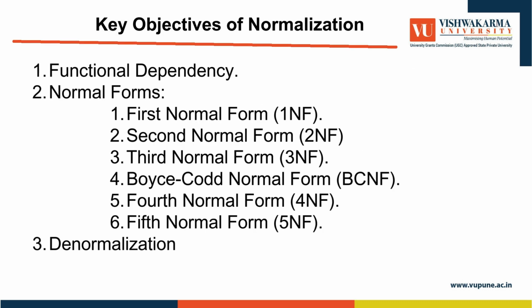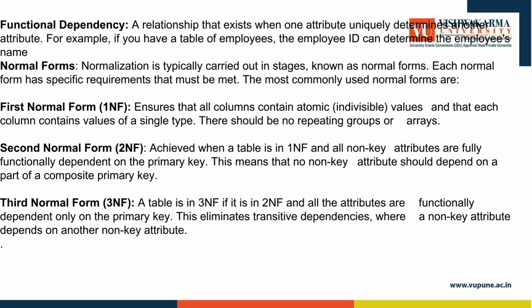Some other key concepts of normalization. First, functional dependency, a relationship that exists when one attribute uniquely determines another attribute. For example, if you have a table of employees, the employee ID can determine the employee's name. Normal forms. Normalization is typically carried out in stages, known as normal forms. Each normal form has specific requirements that must be met.